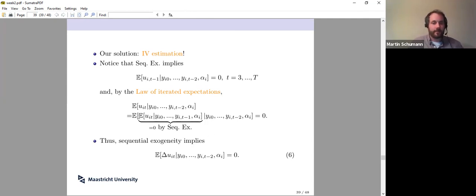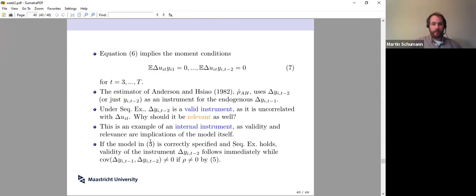Okay, and you see that when I condition on the larger set here in the middle, this is 0 by our sequential exogeneity assumption, and therefore the whole thing is 0. So by sequential exogeneity, we know that our Δu_it, the model error after first differencing, will be uncorrelated with all the lags of y up to t minus 2. And this is something that we will now exploit.